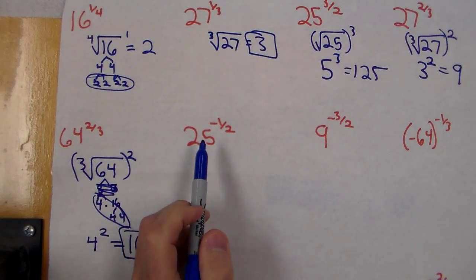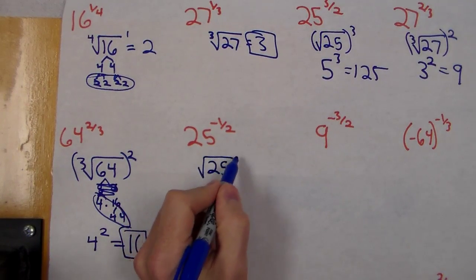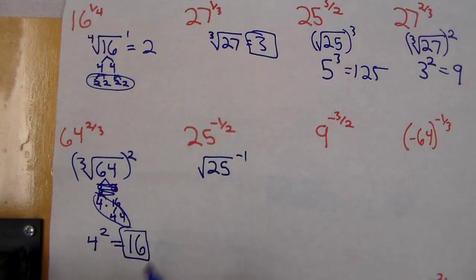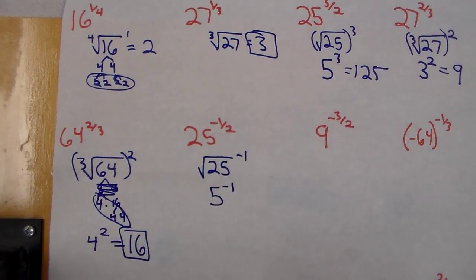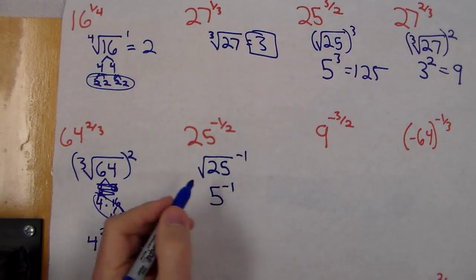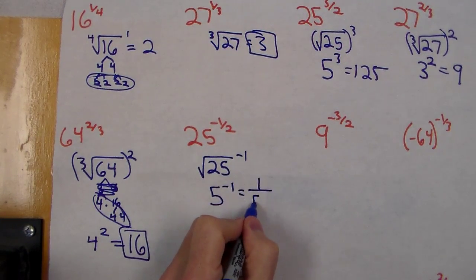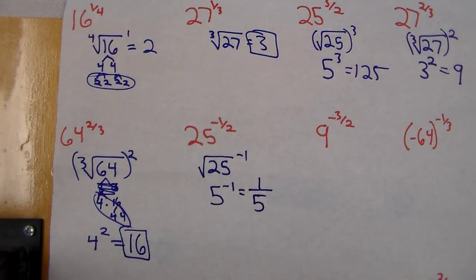Now we have a negative exponent. We're still going to follow the same process. So I'm still going to do the square root of 25 and just leave the -1 over there. We'll take care of it when we need it. Square root of 25 is 5. Now we have 5 to the -1. We learned earlier on that whenever you have a negative exponent, you move it to the denominator. It's reciprocal, so our answer is 1/5. The number is not negative.